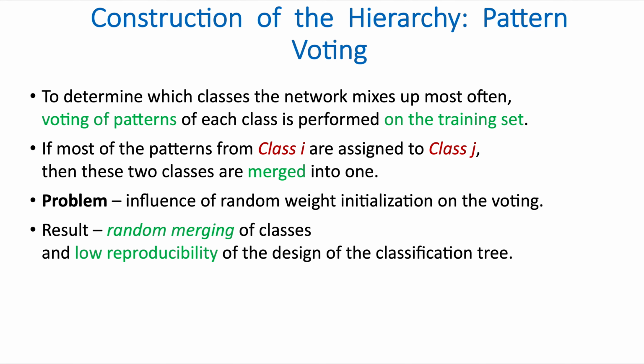And one more detail: pattern voting for construction of a hierarchy. To determine which classes the network mixes up most often, voting of patterns of each class is performed on the training set. If most of the patterns for class I are assigned to class J, then these two classes are merged into one. There is a problem here: the influence of random weight initialization on the voting. This results in random merging of the classes.